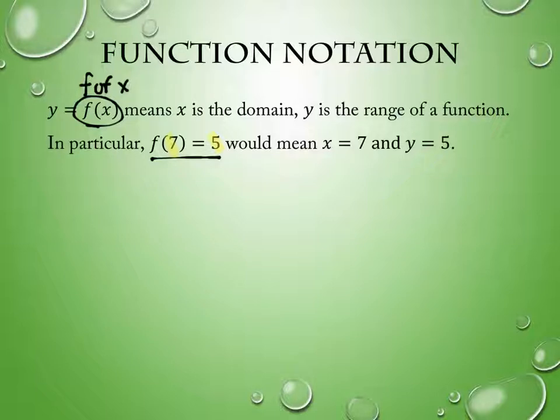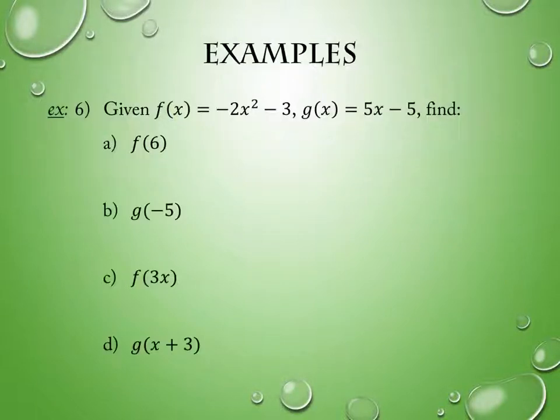All right, so don't get too far ahead. I've got several examples on the slide. Just write down the question first and part A. So we have two equations here. One of them says f of x equals negative 2x squared minus 3. And the second one says g of x equals 5x minus 5.